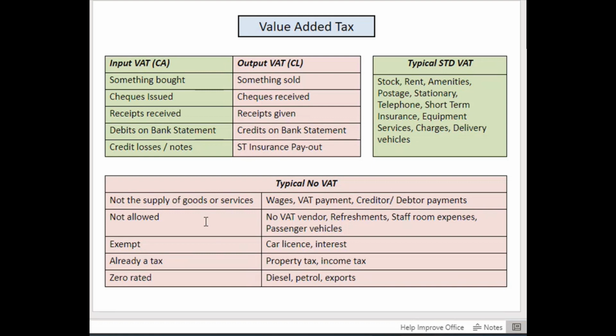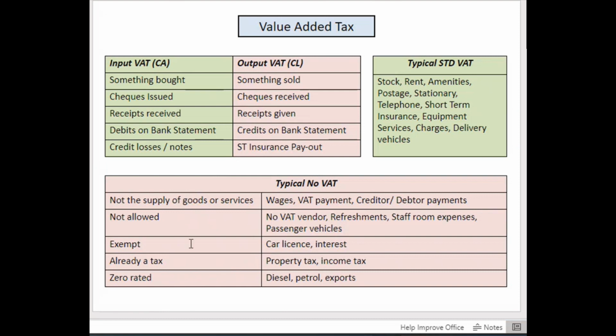Then there are certain things that are not allowed. It's obviously not allowed to claim VAT if you're dealing with a vendor that is not VAT registered. Refreshments, staff room expenses, and passenger vehicles. Okay. Interesting what happens with a passenger vehicle, though, when we start working with the monthly pay-as-you-earn returns. I'm going to show you that.